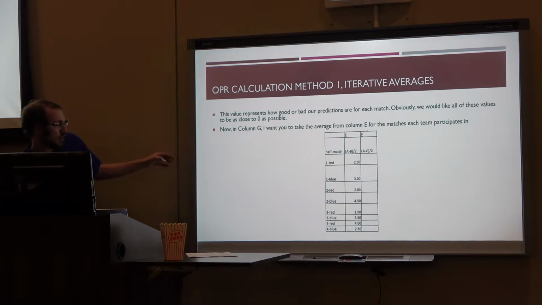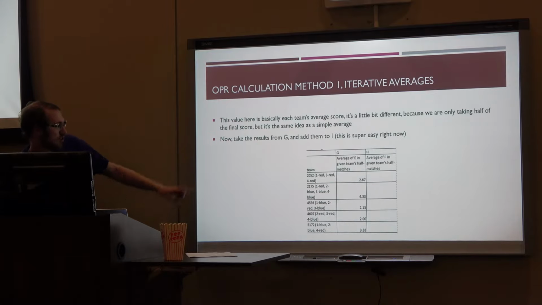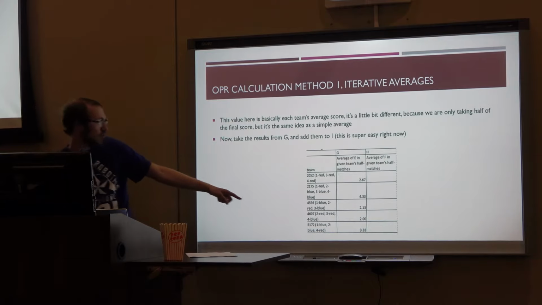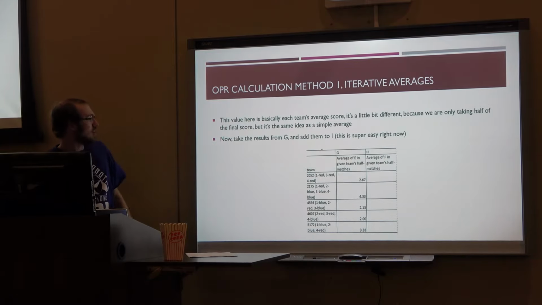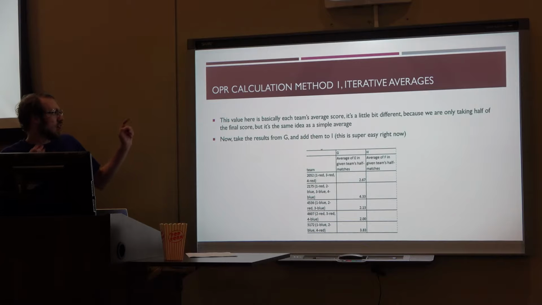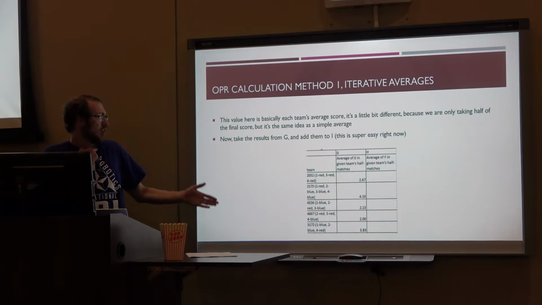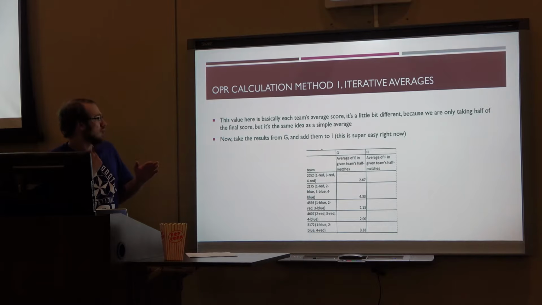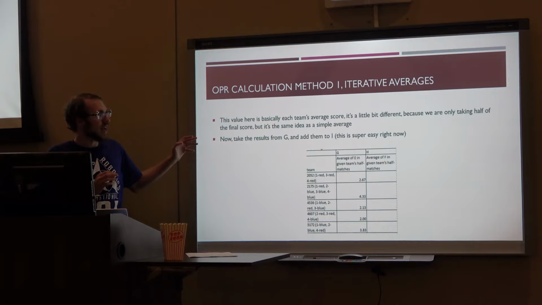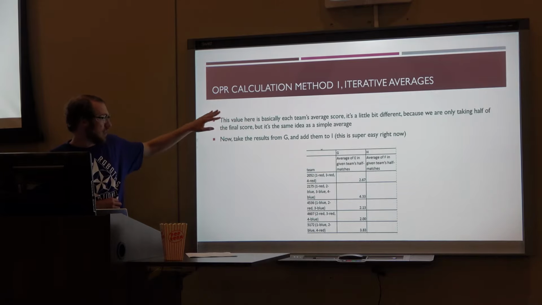So hopefully you guys got that pretty well. Here are the answers right here. If you want to, you can copy those in if you're not there yet. So what we have here now in column G is essentially each team's average score, but it's not quite an average. It's actually half of their average because we did the divide by two a little bit earlier. But it's the same kind of idea as an average.